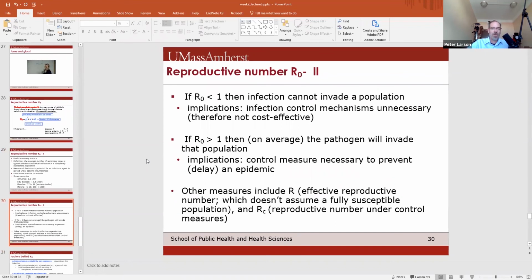Again, if R naught is less than 1, then infection cannot invade a population. Implications here: infection control mechanisms are unnecessary. It just dies out. It just becomes not cost effective to really do anything about it. If R naught is greater than 1, the pathogen will invade that population. And that means that you have to institute some type of control measures to prevent an epidemic. Other measures include R, the infected reproductive number, which doesn't assume a fully susceptible population, and RC, which is the reproductive number under control measures. But in general, the one you see most often is R naught.